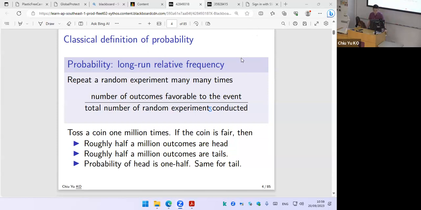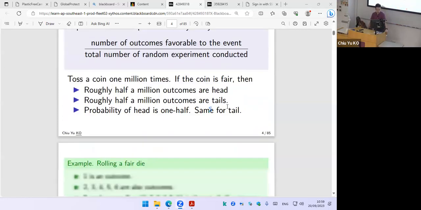Okay. So just to repeat, because it's very important: in the classical definition, you repeat many experiments, and probability is just the ratio, a proportion or relative frequency, of that thing happening, right? Is that clear? Okay. I think you learned this in high school already.